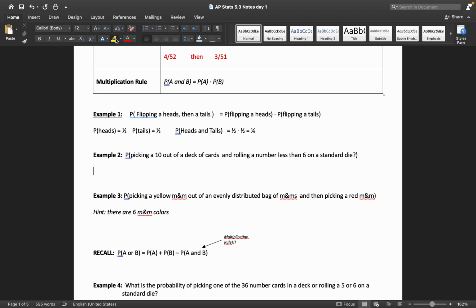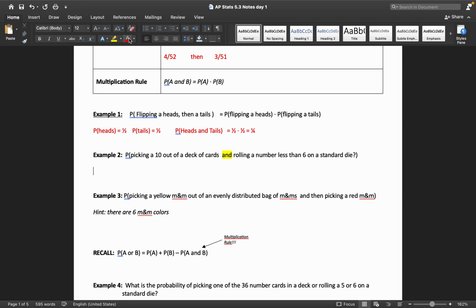And again, if you see the word and, and you've got independent events, then I can use the multiplication rule. So in that first example, because flipping a heads has no impact on the second flip, those are independent events, and I can use this rule.